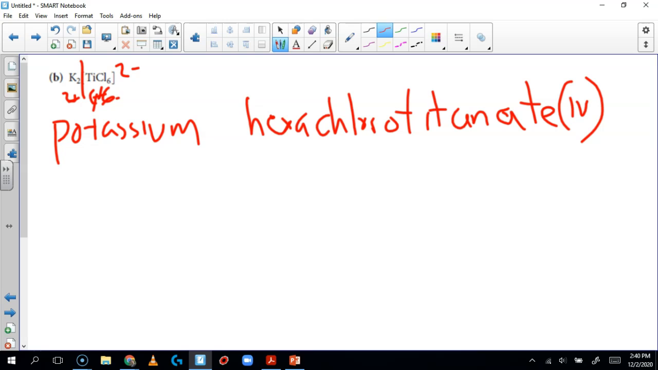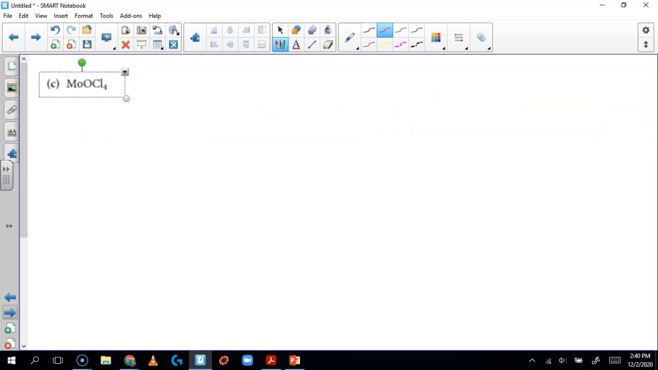Like I said before, it just sounds silly, but that's the way it goes. Now here's a complex compound. This is just a coordination compound. It's not an ion. It's the compound.